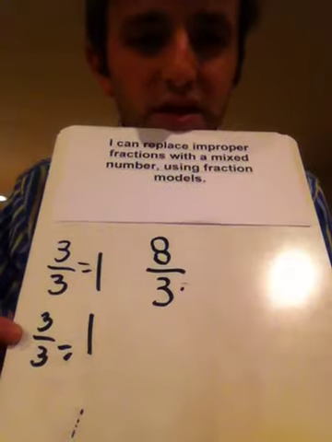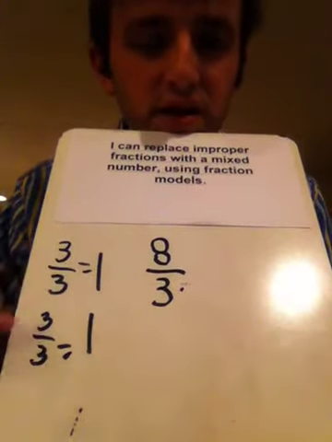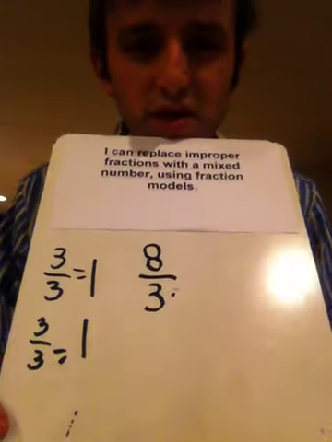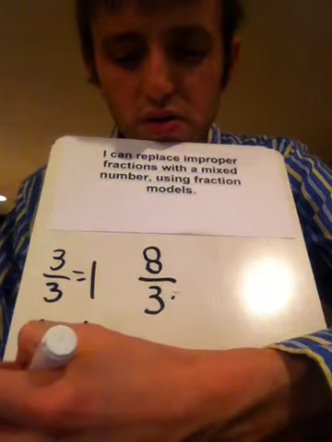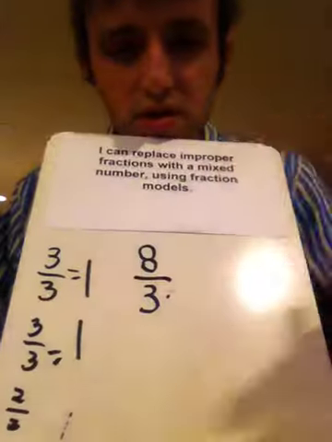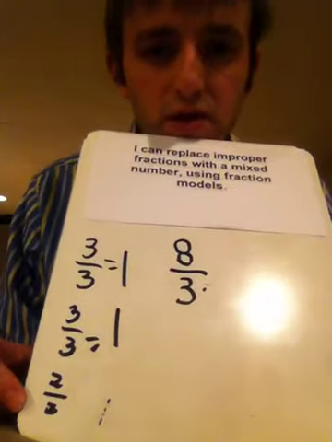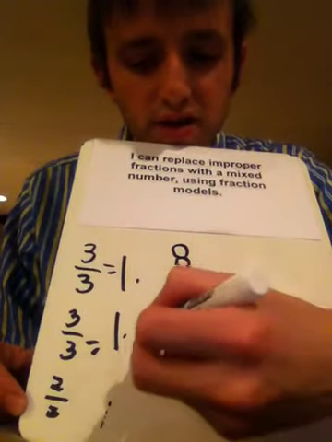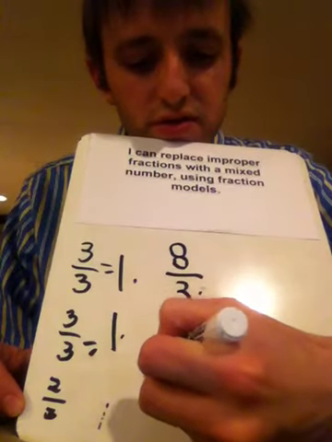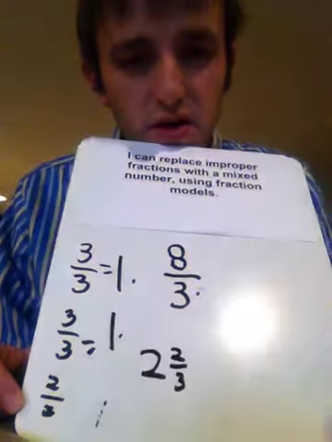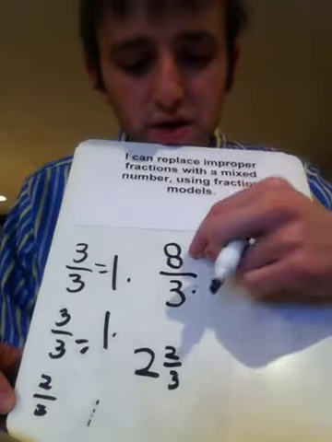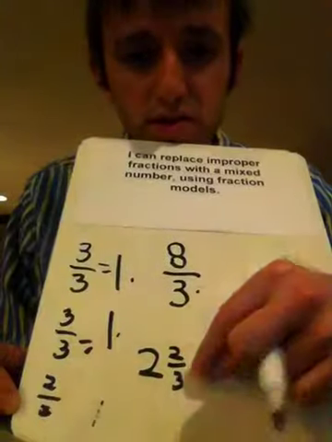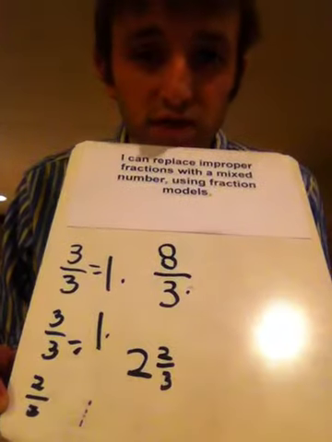Now, if I'm thinking correctly, we need to get to 8, we've already counted 6, which leaves us with 2/3 left over. So our answer can be pretty simple. We have 2 wholes plus 2/3. This is a way to turn our improper fraction into a mixed number, which is a lot more user-friendly and readily available.